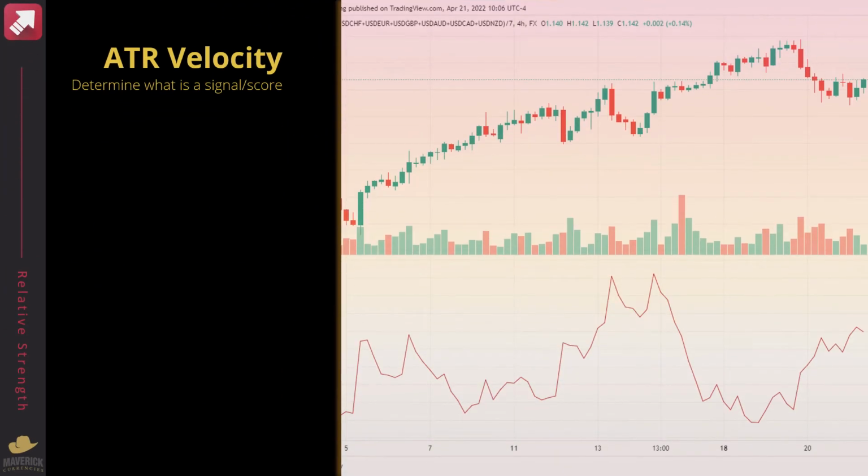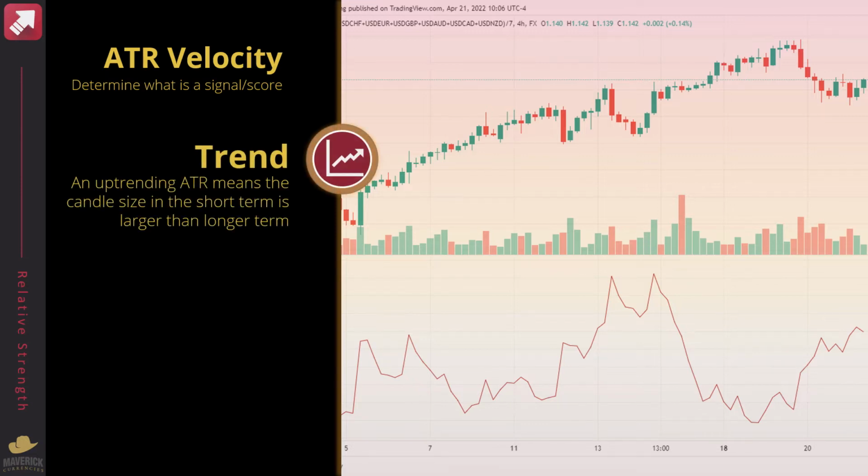But in this session, we're talking about ATR velocity. So let's talk about what is going to make a score. Whenever we make an addition to an input, we have to quantify what determines a +1 and what determines a 0. What gets a point? What gets a score? So let's take a look at just a few things.